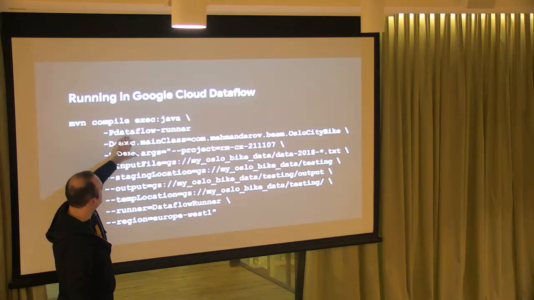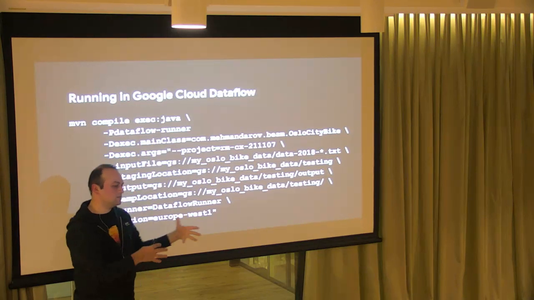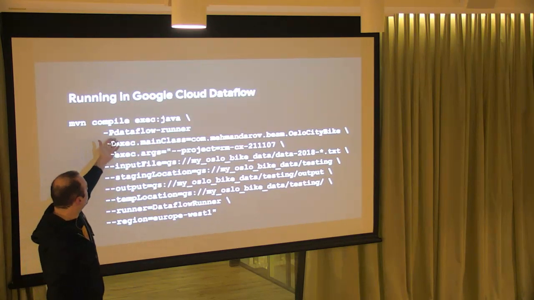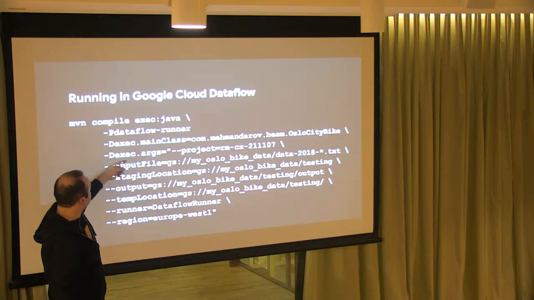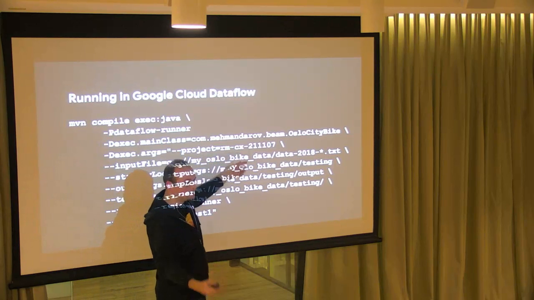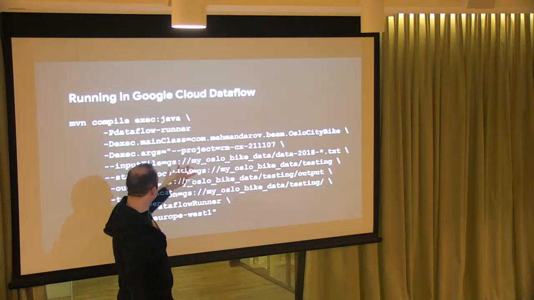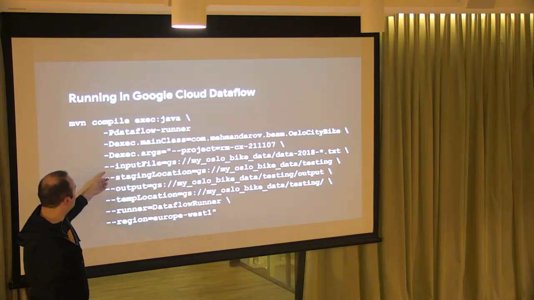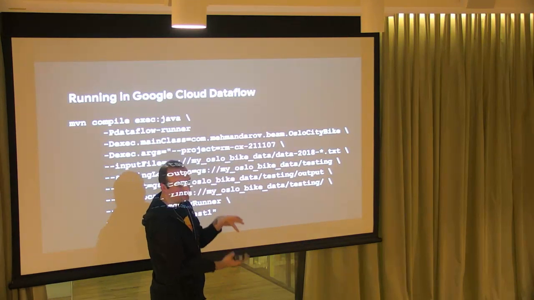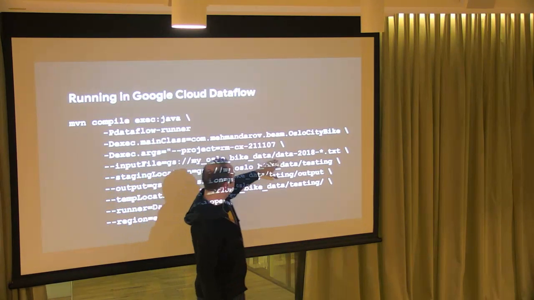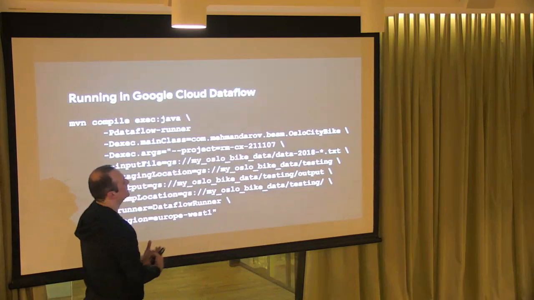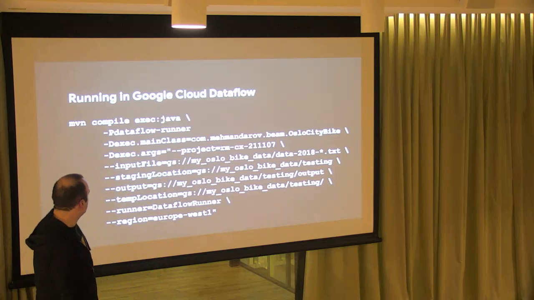You change this one from local to Dataflow, because the managed version of Apache Beam is called Dataflow. Again, main class, arguments. In this case, you have a little bit more arguments. You say which project on your cloud account is used, and then you have some kind of input files. So this is basically picking up stuff from a bucket. There you go, the star thing. So I pick up all this data for 2018.